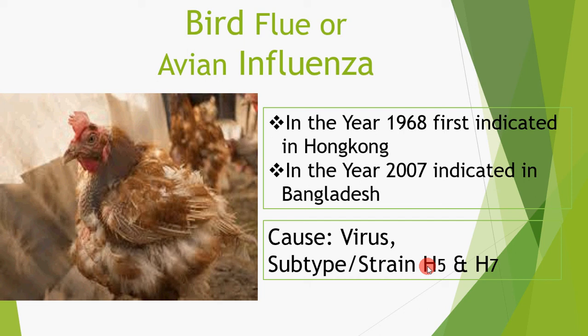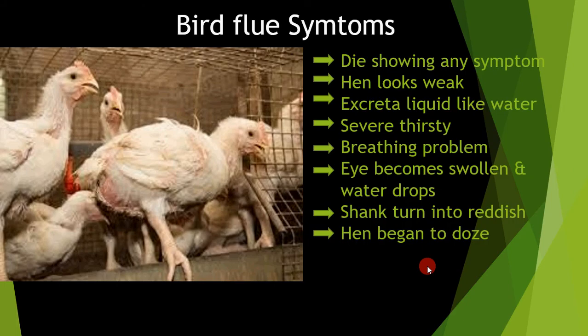the feathers are very irregular, and the eyes swell up, and water drops from the eyes. And the shank, that means the featherless leg, becomes reddish in color, and the chicken begins to feel very drowsy. This is the most important symptom of this disease.